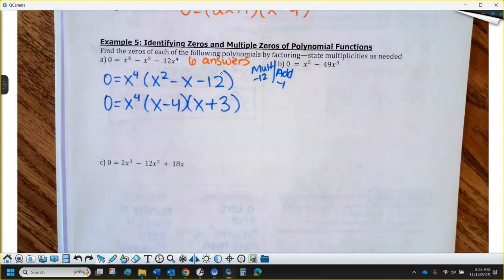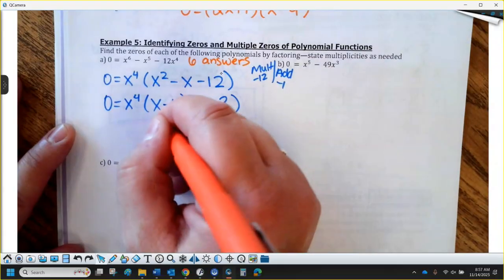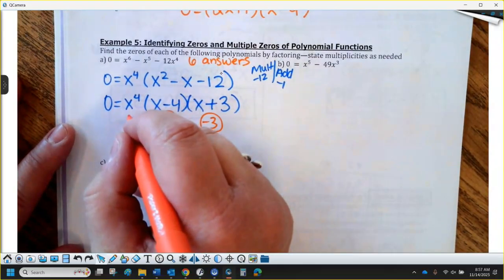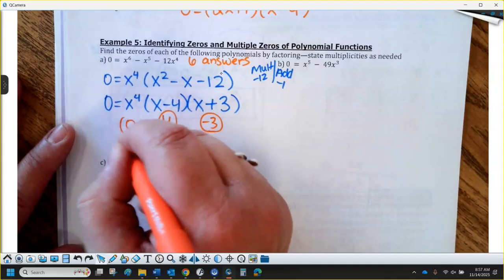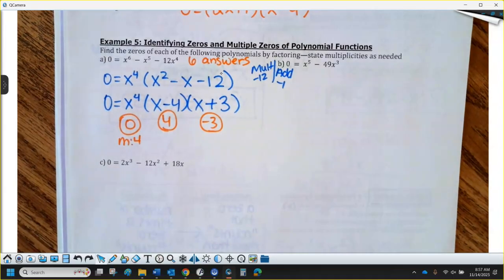Okay, we're supposed to have 6 answers to this question, right? Negative 3 is one of the answers. 4 is one of the answers, so I've got 2 answers. Now, because we pulled this x to the 4th out in front, this is 0, but it has a multiplicity of 4 because of that exponent. So that counts as 4 answers, and then I have all 6.